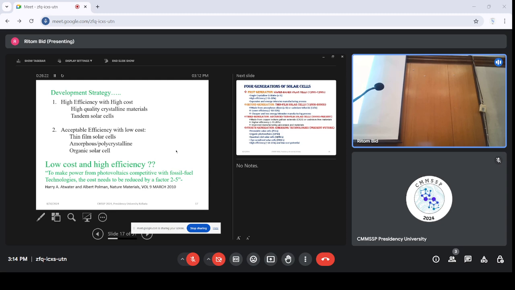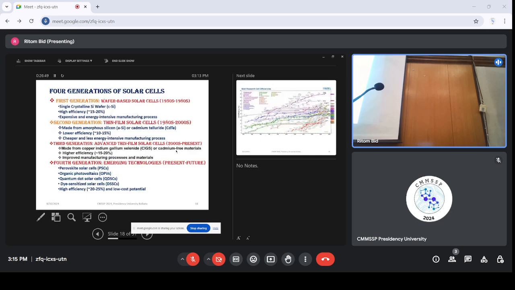Conventional thin film solar cells are made of amorphous or polycrystalline materials, and organic materials are also being used for solar cell fabrication, but their efficiency is limited, and obviously they can be fabricated very easily and at lower cost. To make the power from photovoltaics competitive with fossil fuel technologies, the cost needs to be reduced by a factor of 2 to 5. So this is the development. Advantage of taking amorphous or polycrystalline material? Not exactly an advantage, because the efficiency will be less than the single crystalline part.